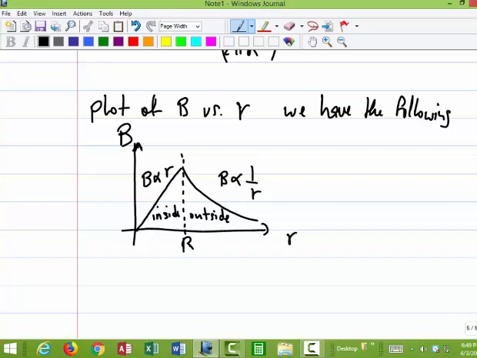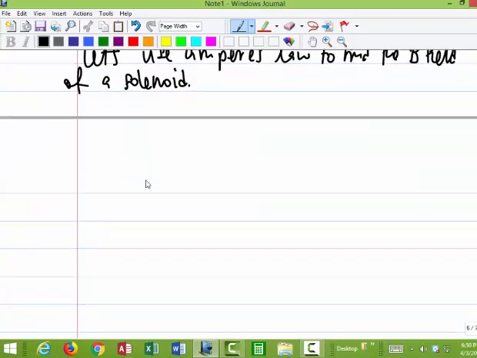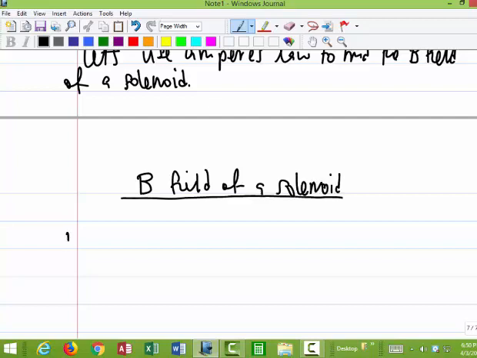Okay, so another thing we can use Ampere's law for is a solenoid. So let's try Ampere's law for a solenoid. So let's do it here. B field of a solenoid. Let's start off by saying what a solenoid is. Let's say a solenoid is a device.